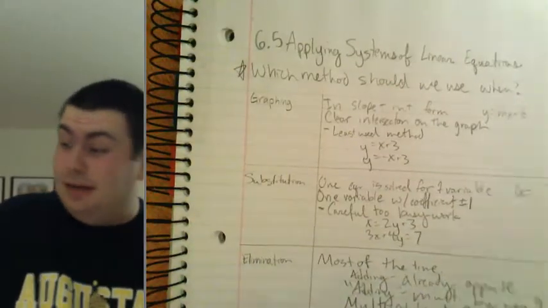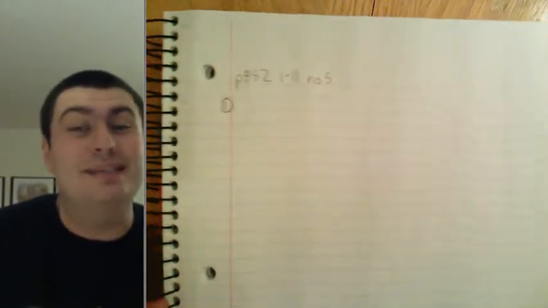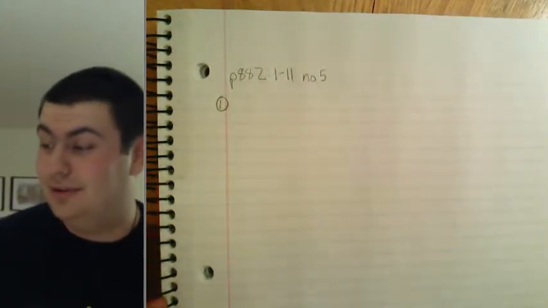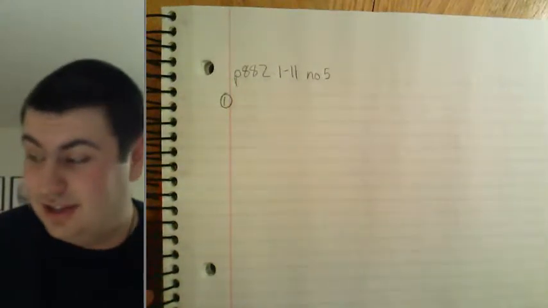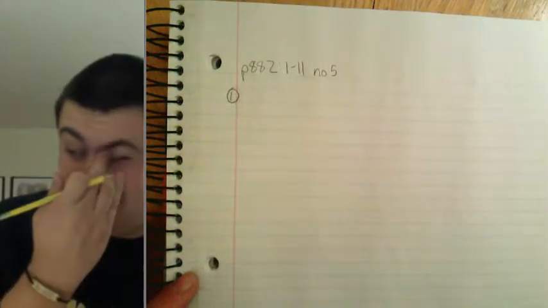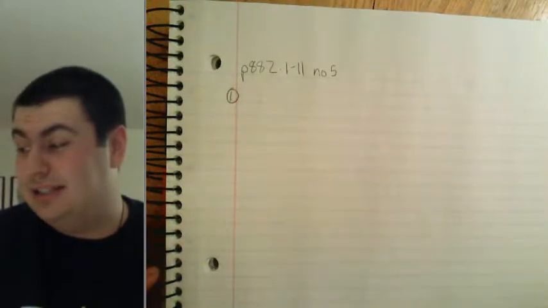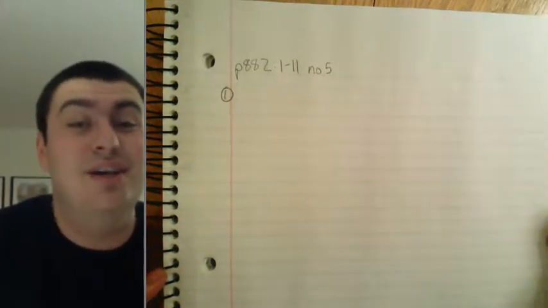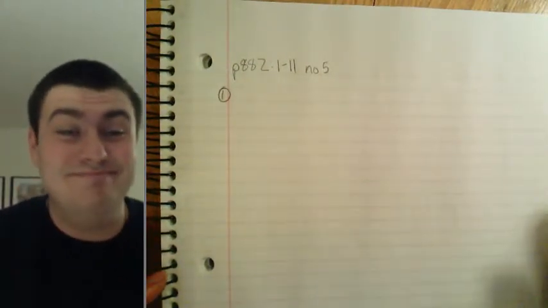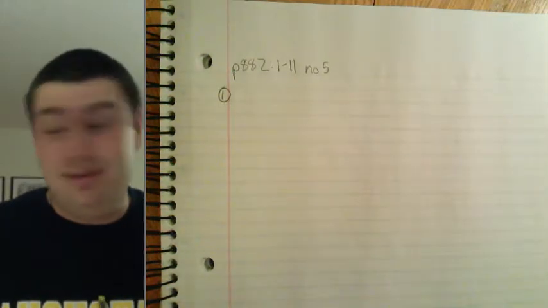For your practice problems tonight, we are on page 882, 1 through 11, but we're skipping number 5. We're going to look at the directions, which say determine the best method to solve each system of equations and then solve. So basically your directions are solve. Pick the method you think works best.